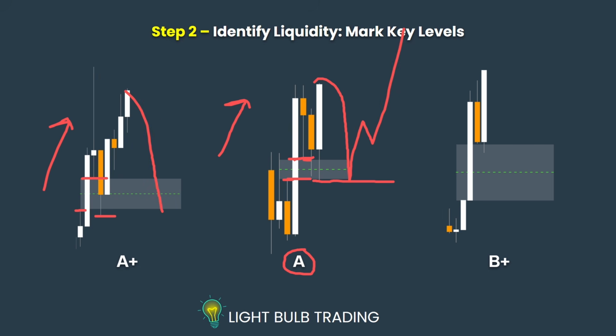Very simple with A plus as well. We can use the wick low as our liquidity level. If it hits, we can look to buy higher.